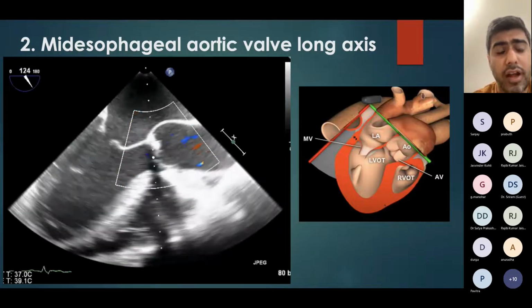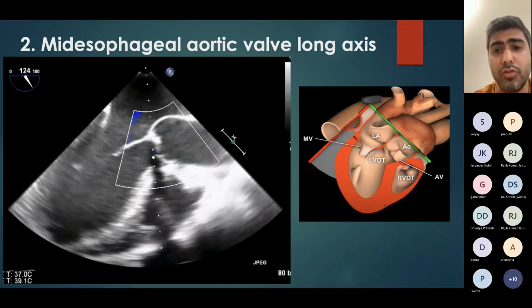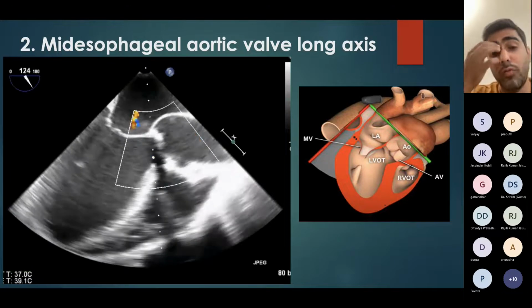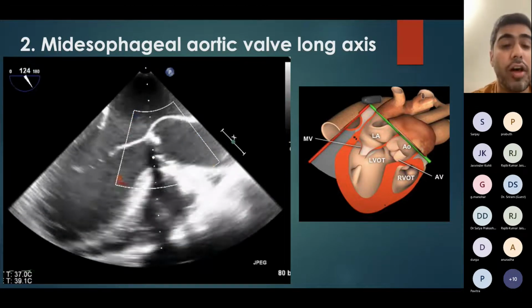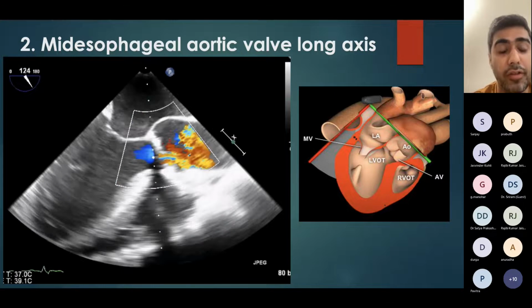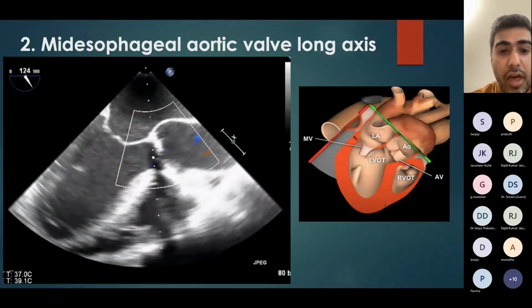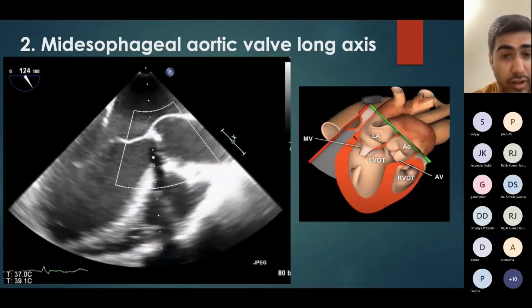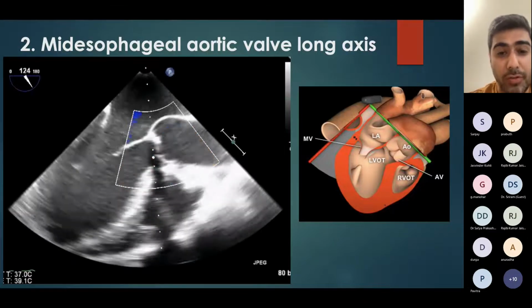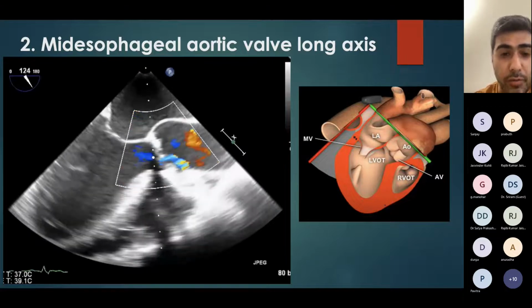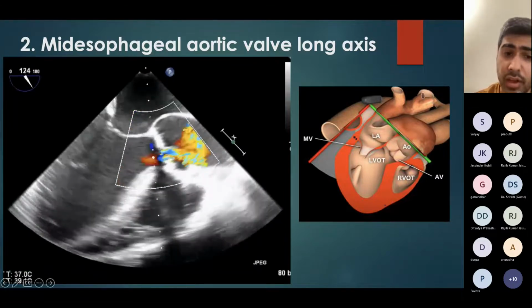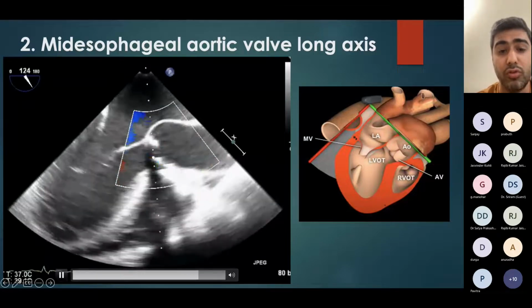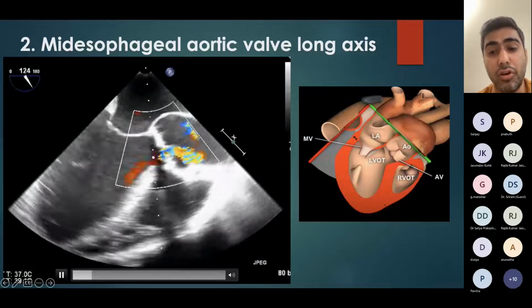Then the scan angle is gradually increased, and we move towards the mid-esophageal aortic valve long axis view. In this view, we can see the gross morphology of the aortic valve in association with the mitral valve, the left atrium, the left ventricle, and then the left ventricular outflow tract. And then we can see the thickness or the calcification of the leaflets of the aortic valve. The leaflet which is towards the far end is the right coronary cusp, and the one which is more proximal to the transducer could be either the left coronary cusp or the non-coronary cusp.